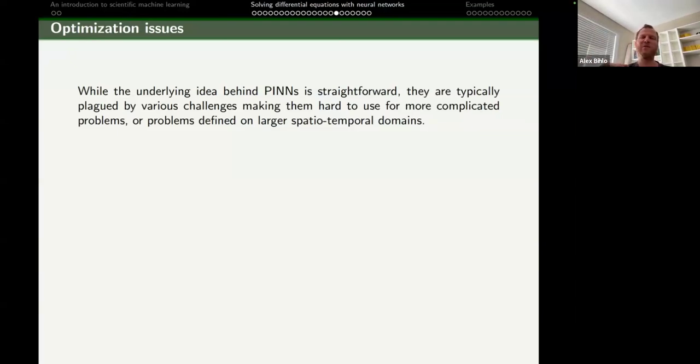We talked already about some of the upsides. They're meshless. You don't need to use numerical differentiation. You can quickly adapt ODEs to systems of ODEs, PDEs to higher dimensional PDEs, and you can use automatic differentiation frameworks like TensorFlow and PyTorch. So really, lots of upsides.